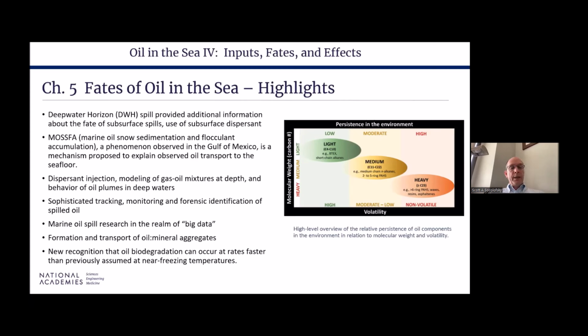And a new recognition through the observations, both during Deepwater Horizon and then also in the Arctic especially, that oil biodegradation can occur at faster rates than previously assumed in near freezing temperatures. So next slide, thanks.